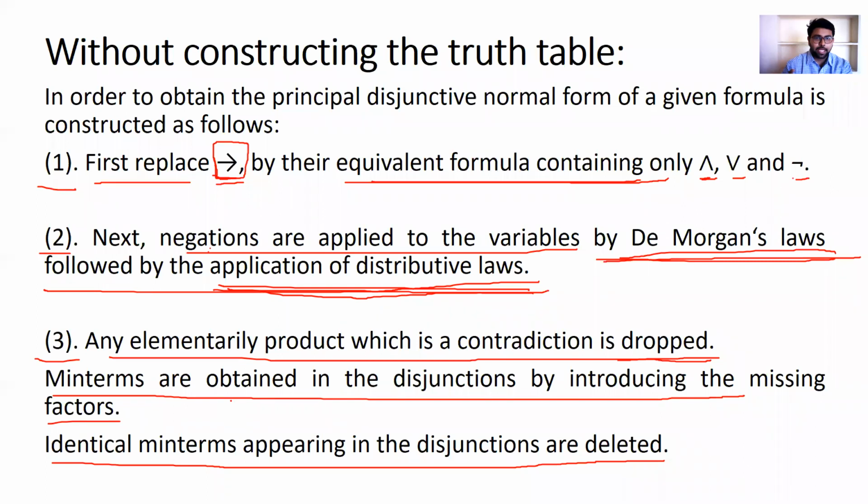Any missing factors, like if P is missing, or Q is missing, we are going to introduce them and rewrite them. How, we are going to see in an example. And if common minimum terms appear in the formula, we are going to eliminate and delete them. Okay, let's see this.